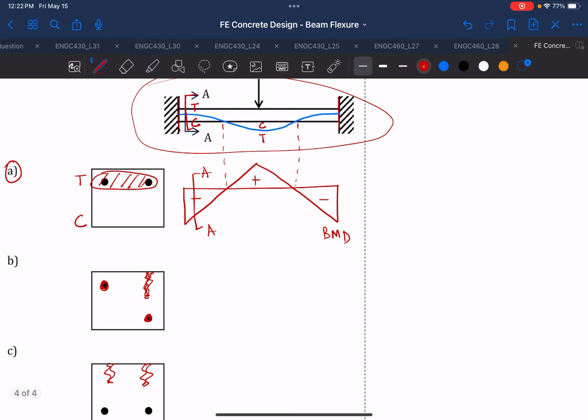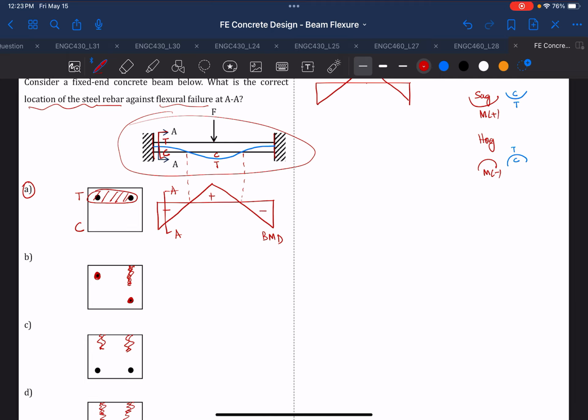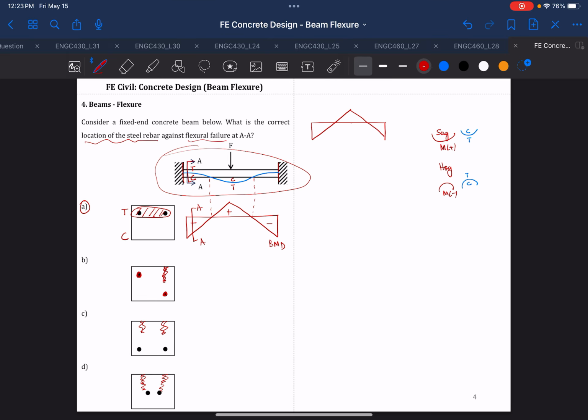But if you design as in option A, then you strengthen that area against tensile stress, so the concrete will have more strength to resist. Okay, so that's all about your beam flexure. Thank you.